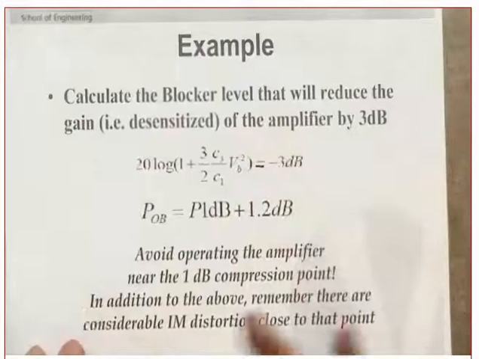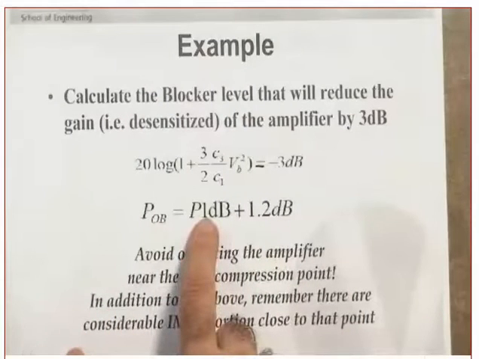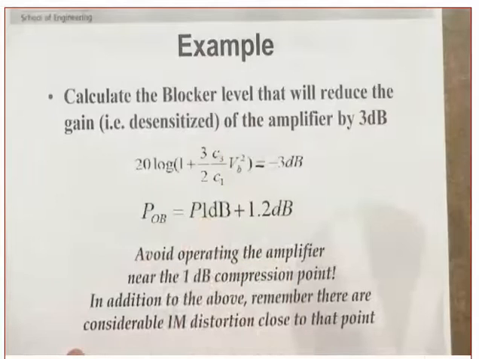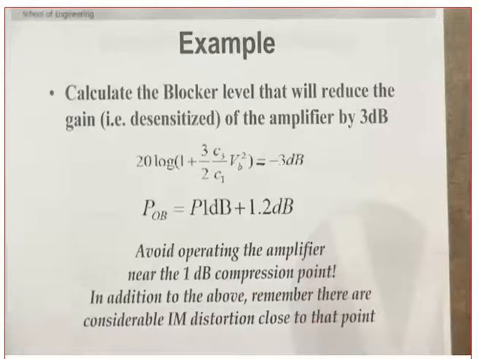1.2 dB is very little. You agree? Which means once you reach the 1 dB compression point, the blocker becomes serious. Why does it become serious? Because the characteristic of the amplifier will exhibit the nonlinearity. Before that, we don't have that problem. Do we have that problem before that?